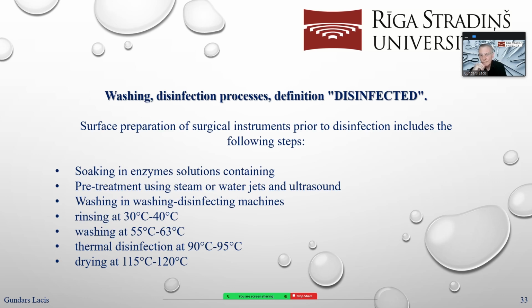And here we have 4 steps. First one is rinsing at 30-40 degrees Celsius. After this, washing at 55-63 degrees Celsius. Thermal disinfection at 90-95. And after this, drying at 115 or 120 degrees Celsius.